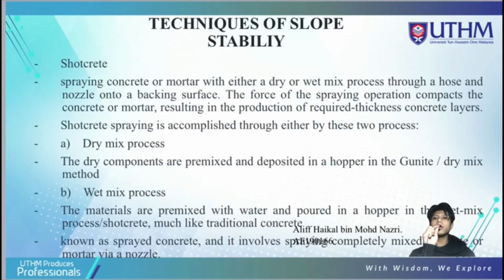For shotcrete, it is a spraying concrete or mortar with either a dry or wet mix process through a hose and nozzle onto a backing surface. The force of the spraying operation compacts the concrete or mortar, resulting in the production of required thickness of concrete layers. Shotcrete spraying is accomplished through either of these two processes, which are dry mix process and wet mix process.